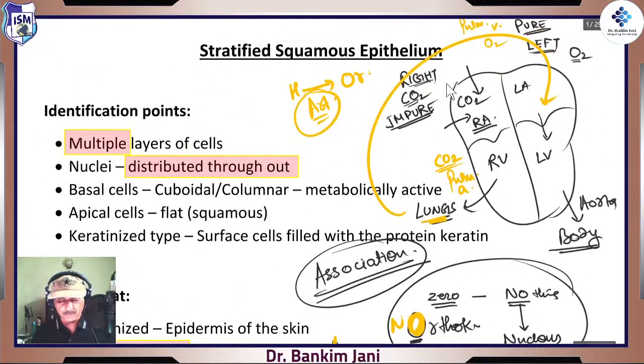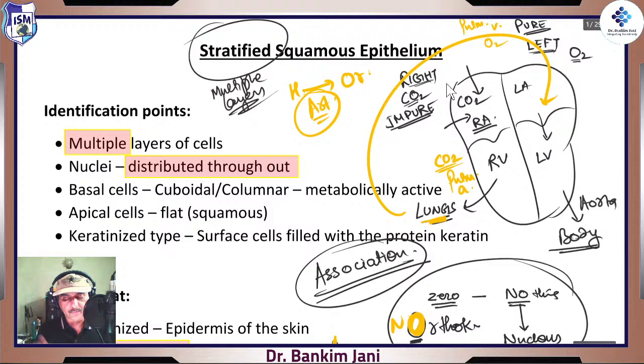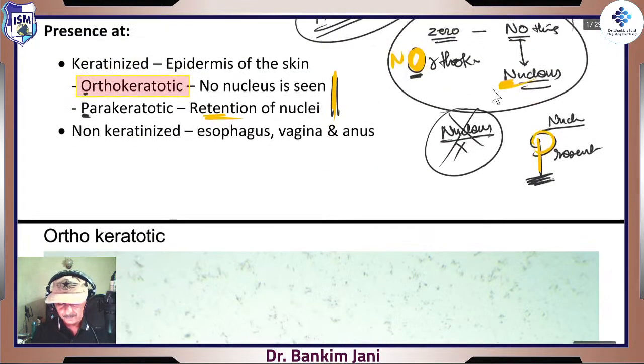And see what our main purpose is. Our main purpose was stratified. Stratified means multiple layers, right? Multiple layers is what we really want. And then don't forget the squamous. So in squamous, the nuclei, they were all flat. So it means we are now expecting multiple flat nuclei at multiple levels. True? See.